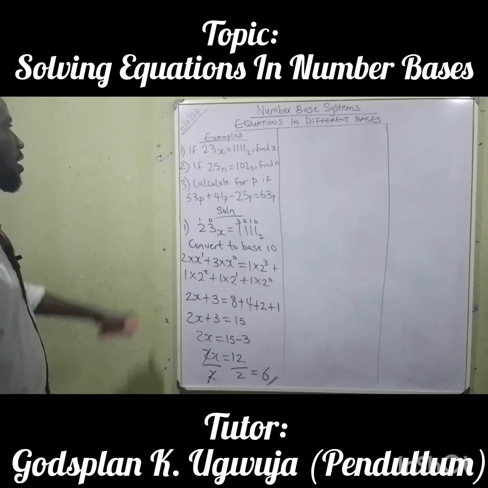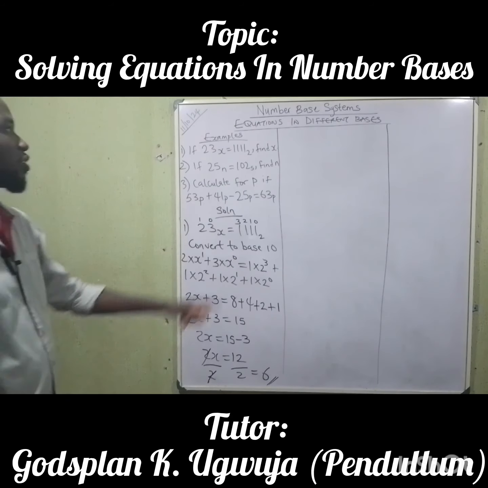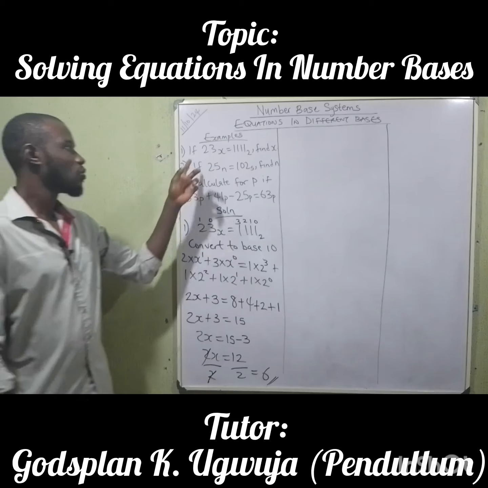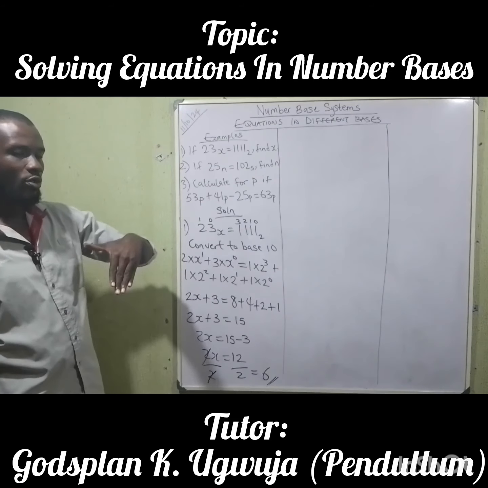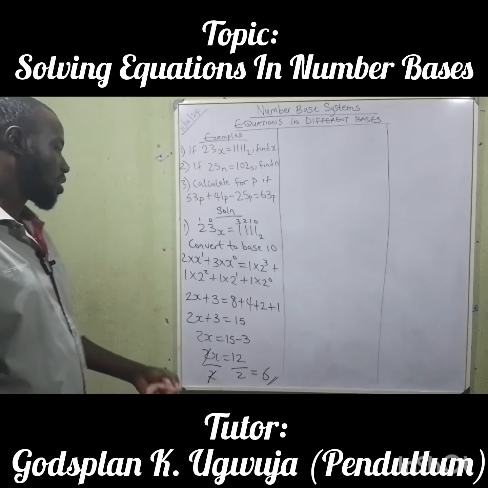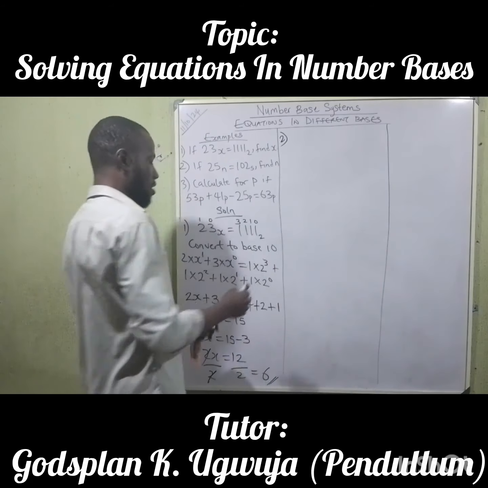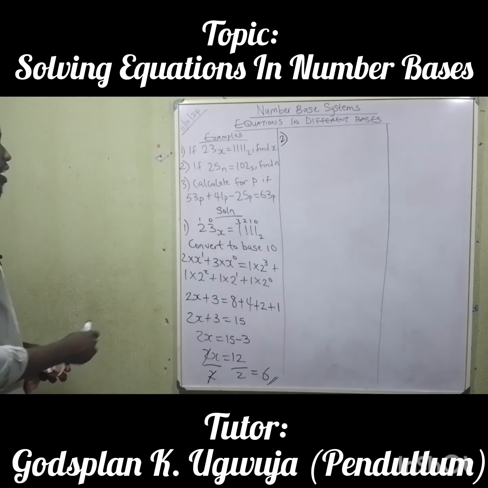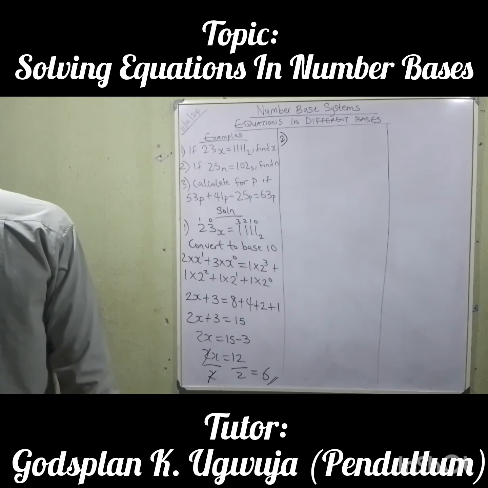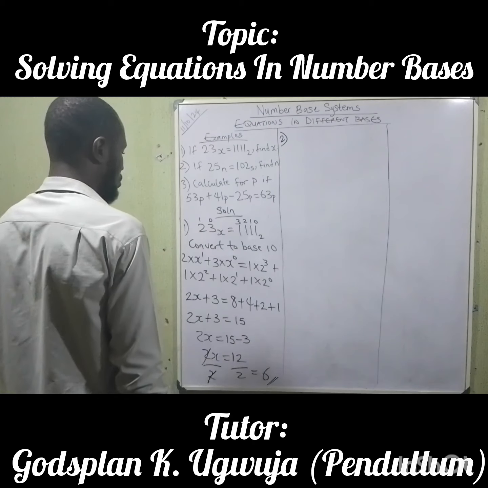If you want to prove your answer, 23 in base 6, if you convert it to binary, you should get 1111. Alright, so you can try that. 23 in base 6, convert it to base 10, and then convert it to binary. You should get 1111. Alright, so that's that for number 1. Quite straightforward actually. The only issue here is just expanding by conversion to base 10. If you're able to convert to base 10, then you do not have any issues.